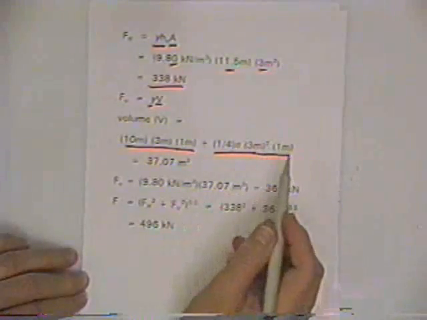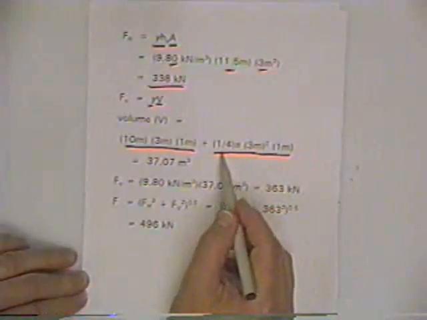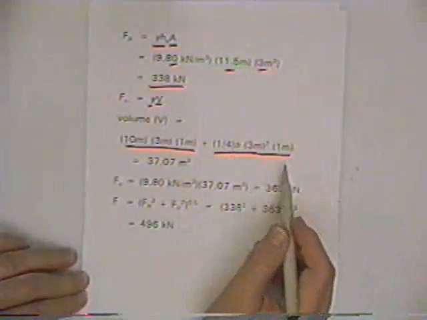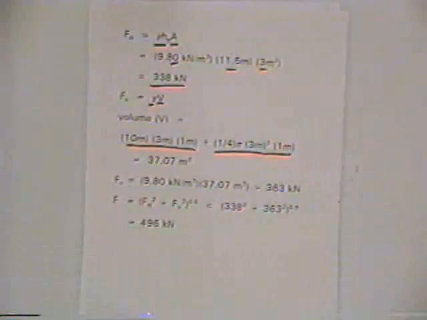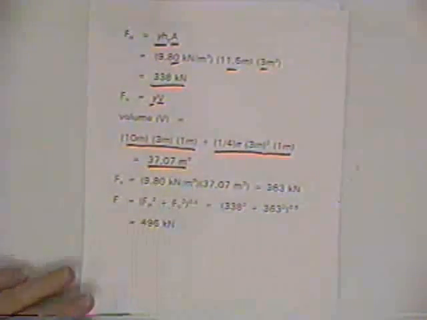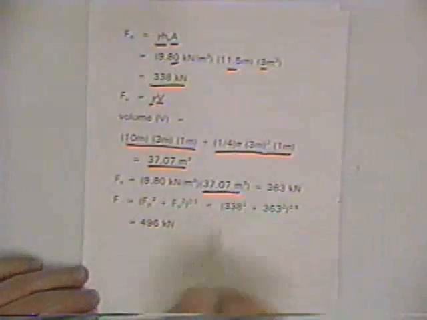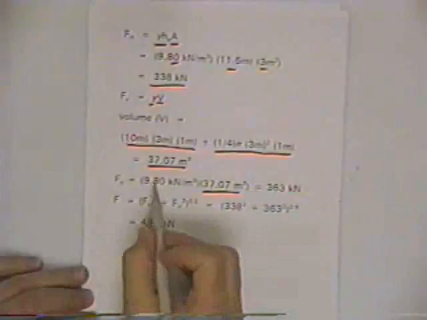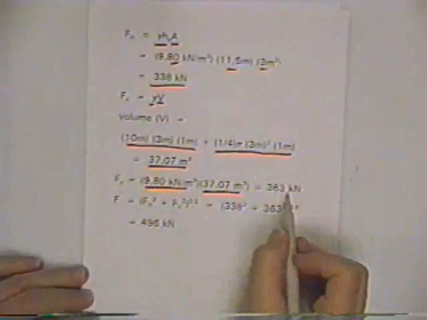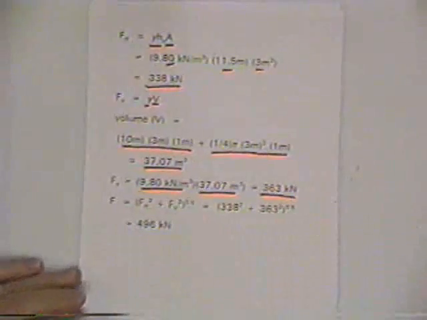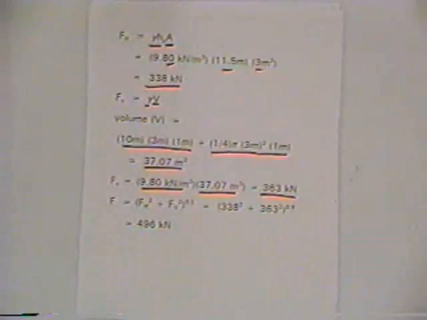The radius squared times pi, except we're looking at a quarter of a circle, so 1/4 of that circular area times the meter thickness coming out of the paper, and that gives us a volume. And so the vertical force is just multiplying that volume, the 37.07 cubic meters, times the unit weight of the water to get us a vertical component of the force.